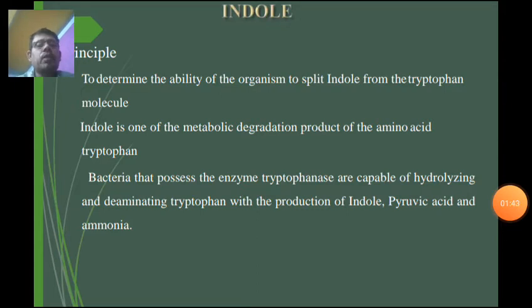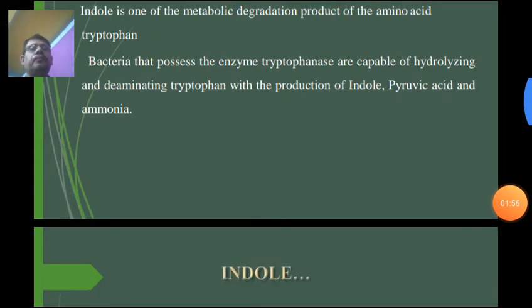Bacteria possess the enzyme tryptophanase and are capable of hydrolyzing and deaminating tryptophan with the production of indole, pyruvic acid and ammonia after the deamination procedure.